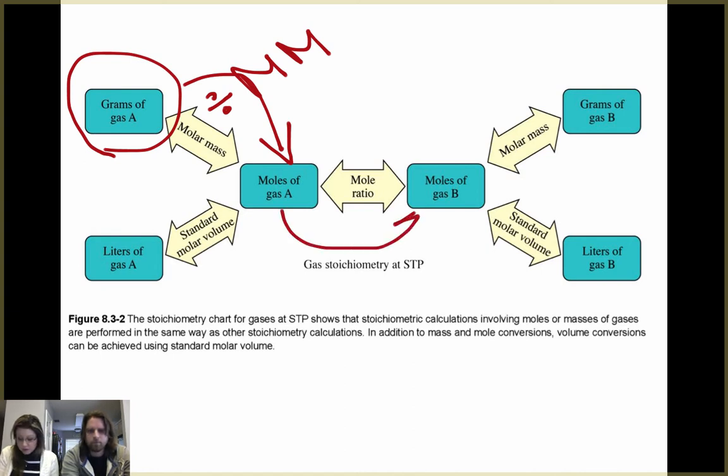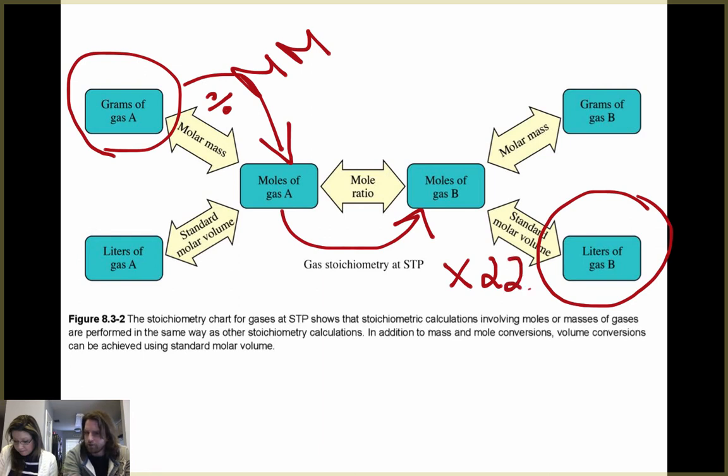Then we use mole ratio to go to moles of gas B. Again, should be super comfortable. Still nothing different than what we've done before, right? And then, let's say I ask for liters of gas B. So now instead of going to grams, we're going to go to liters. So what would I do to go from moles to liters? You have to multiply moles by 22.4 liters, because that's how many liters there are in 1 mole.